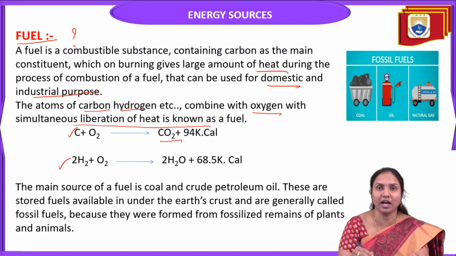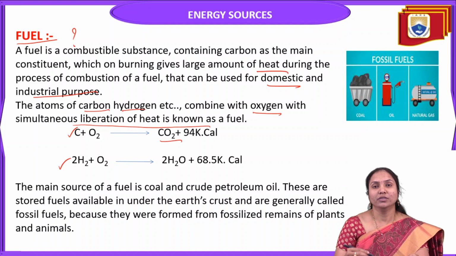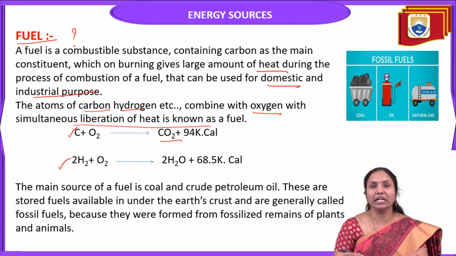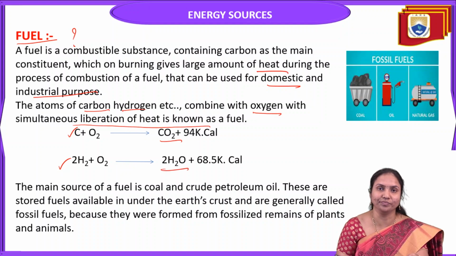If hydrogen is present, for example, during the burning process it interacts with atmospheric oxygen and produces water, steam. In this case, it releases 68.5 kilocalories of energy. This heat energy is used in domestic as well as industrial purposes.